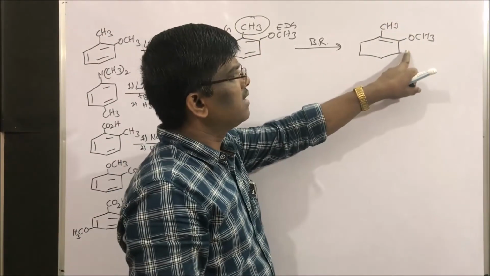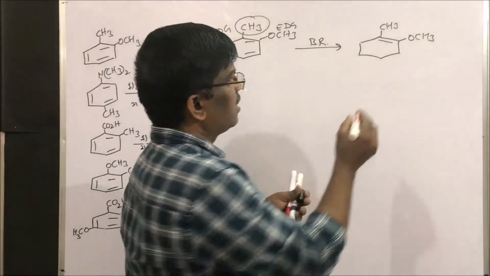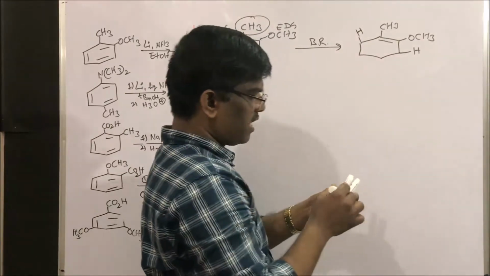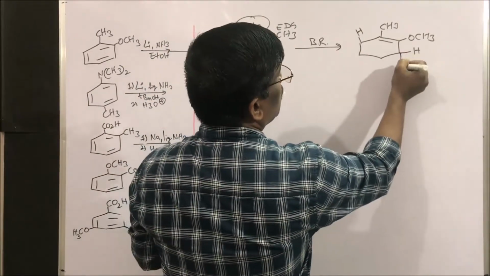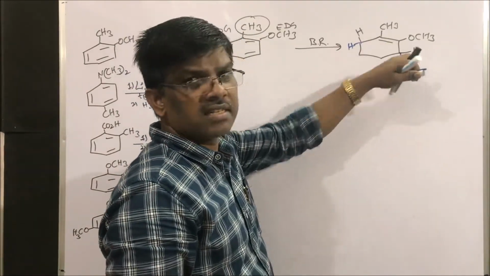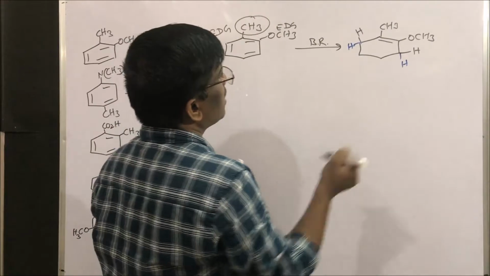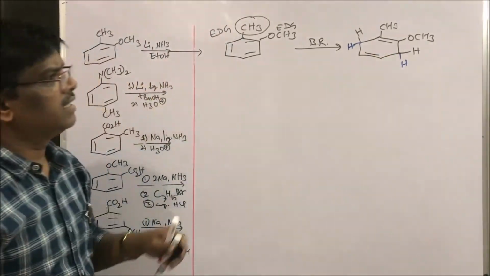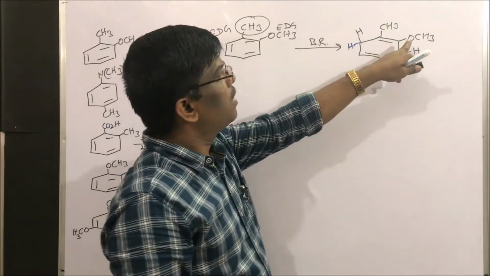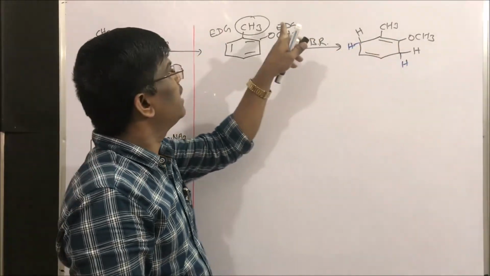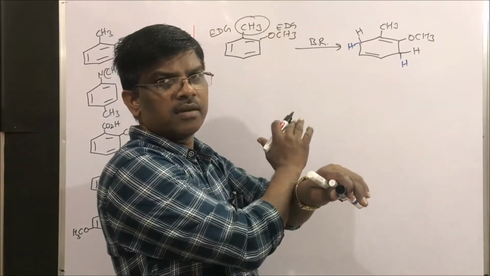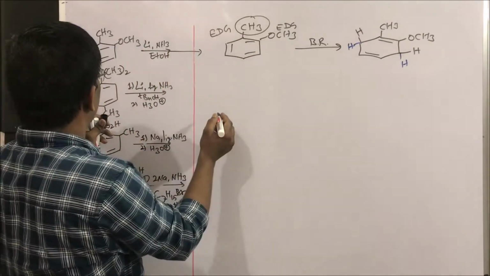So ortho to this, a new hydrogen has come, and ortho to this, a new hydrogen has come, isn't it? So both ortho positions, the 1 to 4 positions, are reduced. What about the other double bond? Yes, the other double bond will be here. This is the product. So whenever you see an electron donating group, don't disturb the double bond. Donating, don't disturb. D stands for don't disturb. Yes.